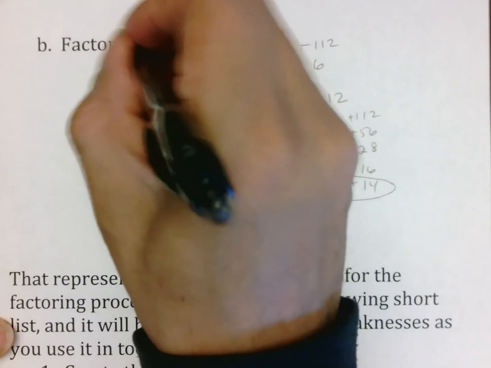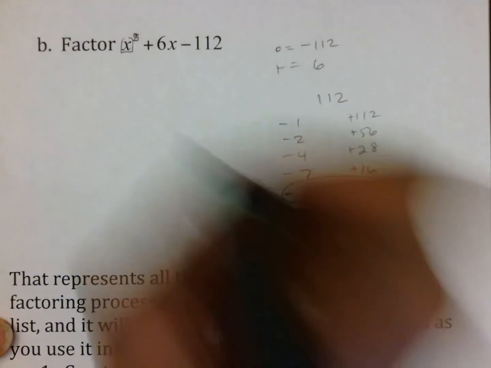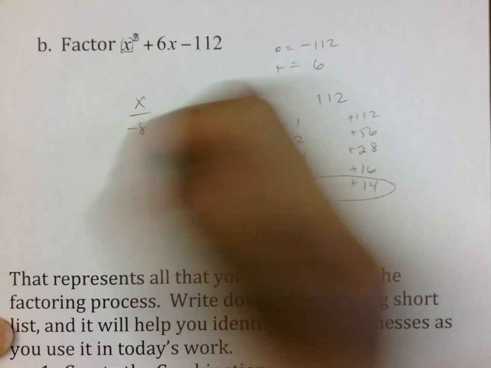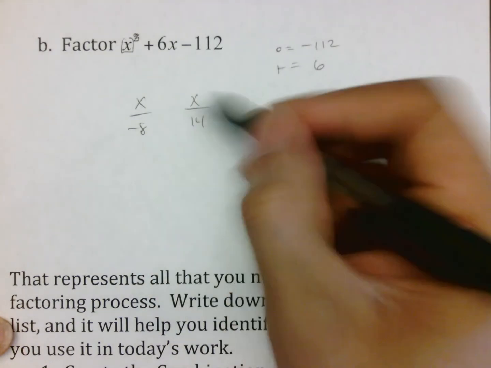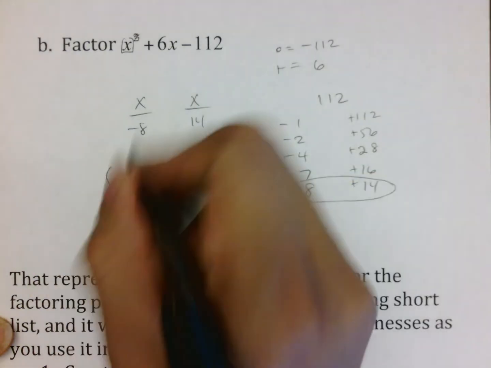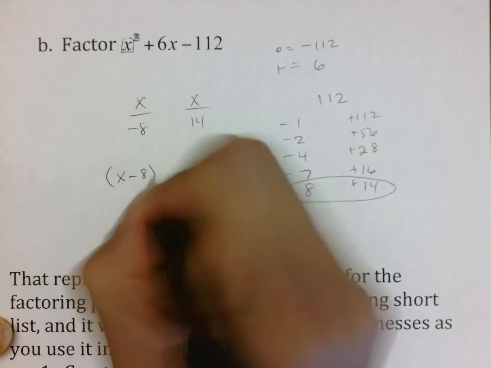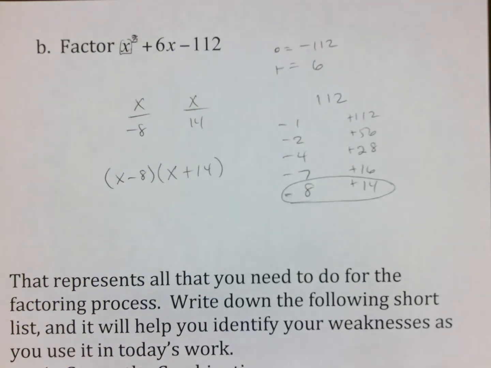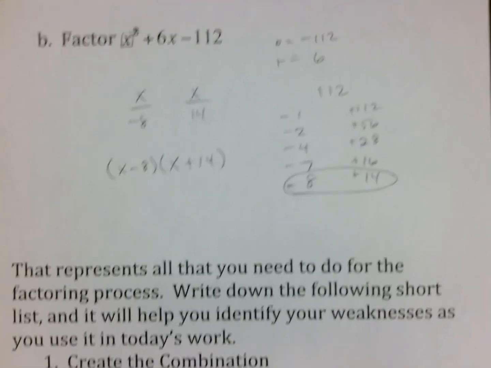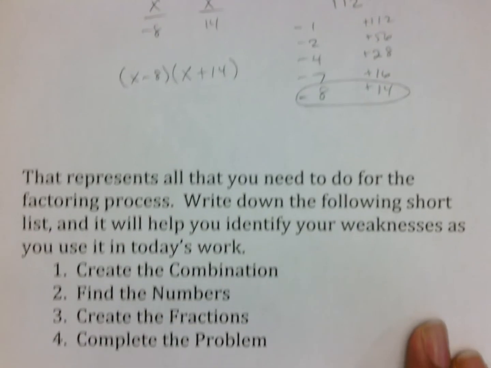Then from there, remember, you ignore the squared, focus just on that and make two fractions. So x over negative 8, x over 14. As we said earlier, those two are already reduced, so we simply finish it off by putting x minus 8 in the first parentheses, x plus 14 in the second parentheses, and that is all. That represents all that you need to do for the factoring process.